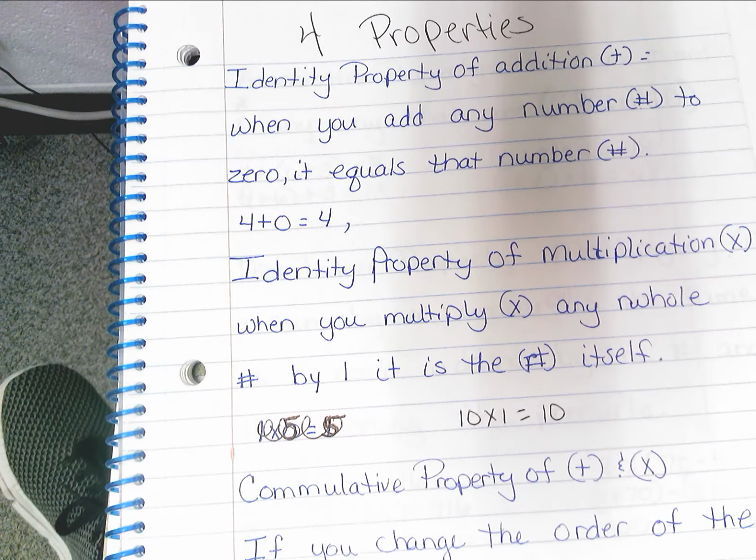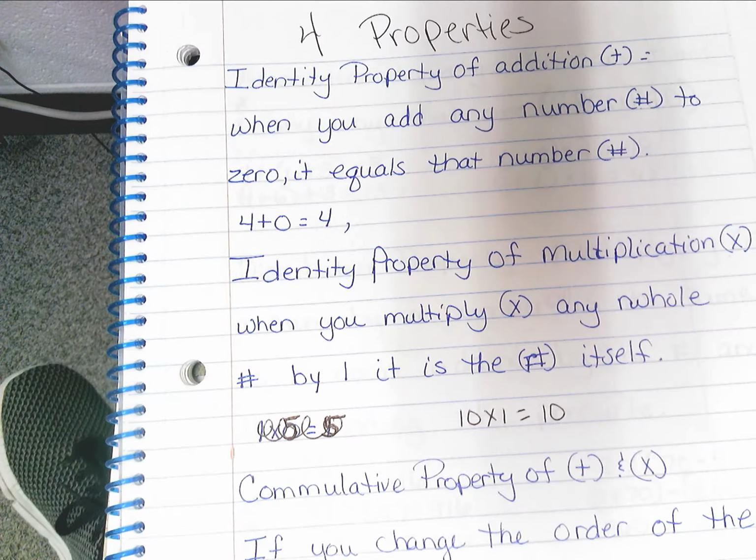And the definition is when you add any number to 0, it equals that number. 4 plus 0 equals 4. We also have the identity property of multiplication. When you multiply any number by 1, it is that number itself.